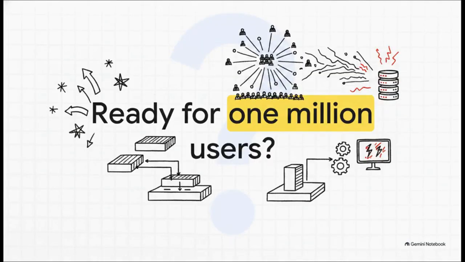So let me ask you a very direct question right off the bat. Are you ready for 1 million users? I mean, it sounds like an absolute dream scenario, right? Your application goes viral, the user count just skyrockets overnight. But without the right architecture in place, that dream instantly turns into a vivid nightmare.